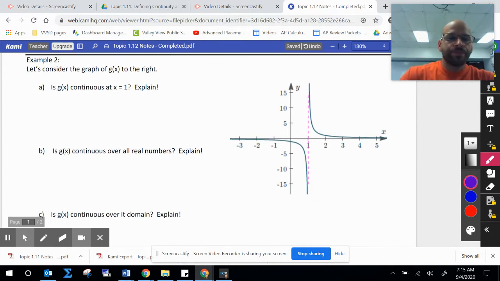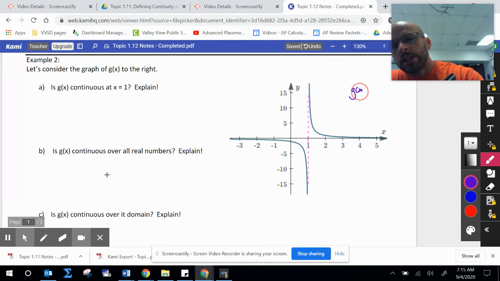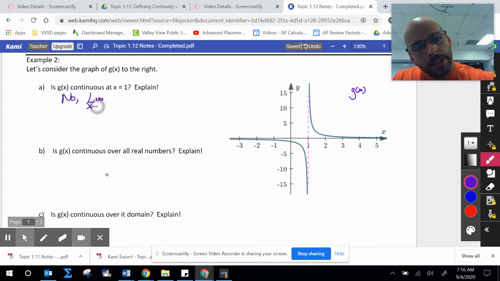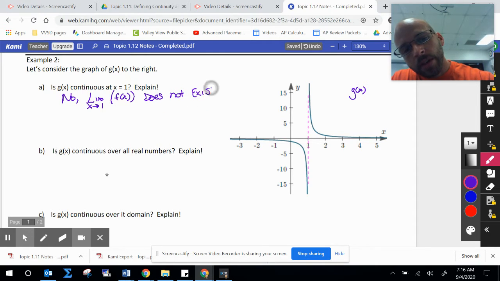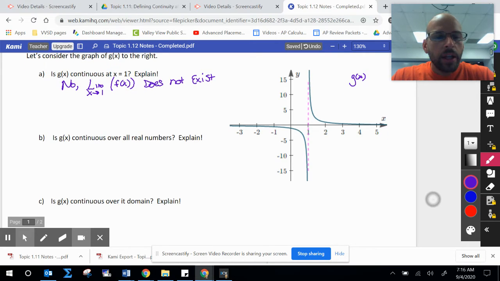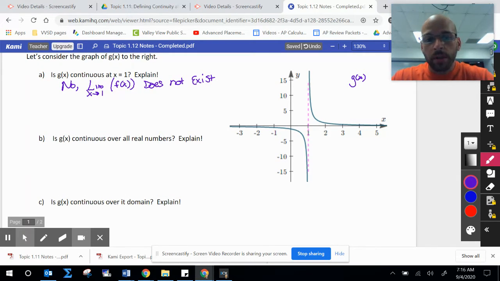Let's take a look at example 2. Is g of x, so we're going to call this g of x here, excuse me, continuous at 1? The answer here is no. Why? The limit as x approaches 1 of f of x does not exist, right? Therefore, you can't have continuity. Is it continuous over all real numbers? Well, no. Why?